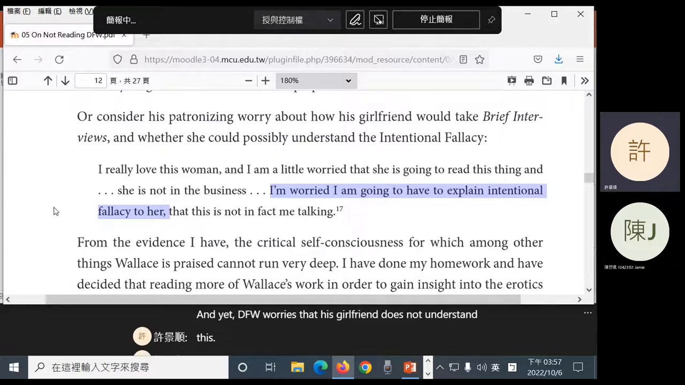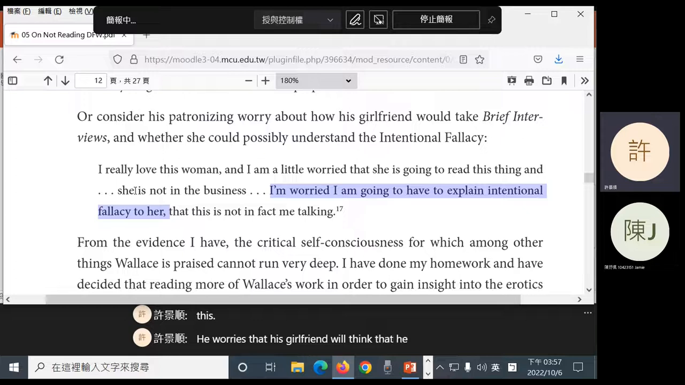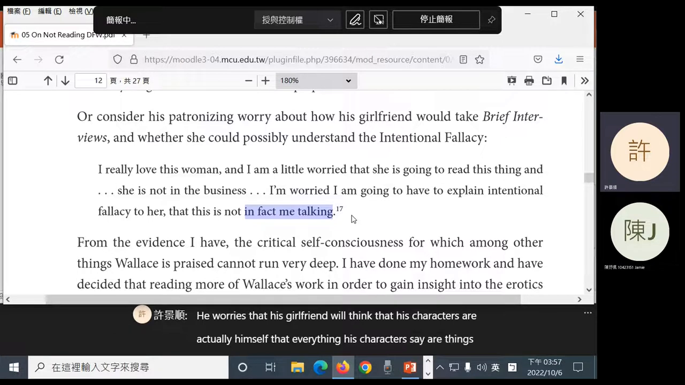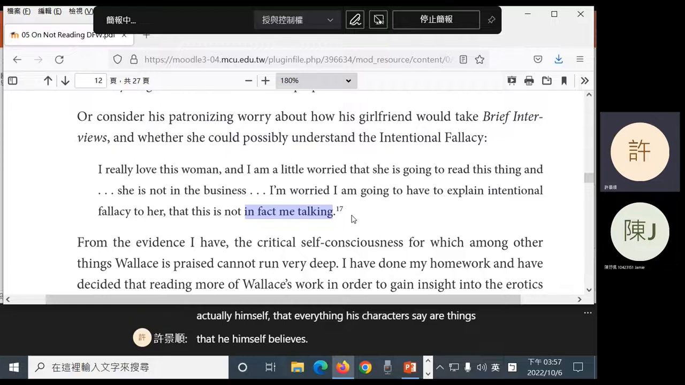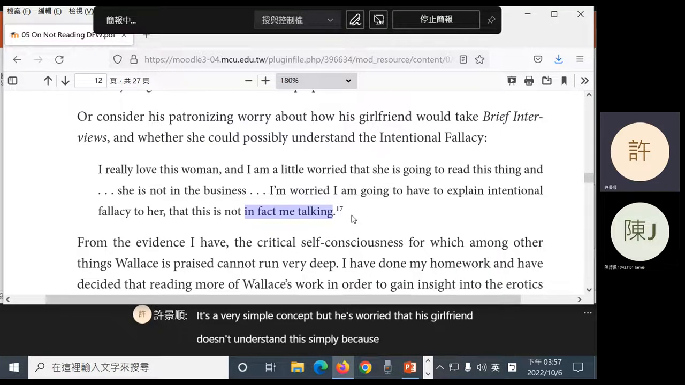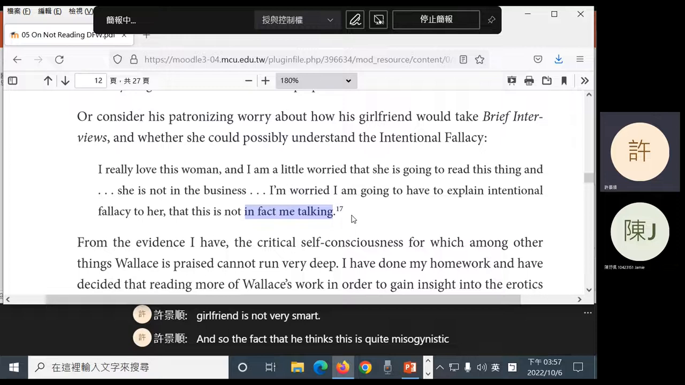He worries that his girlfriend will think that his characters are actually himself, that everything his characters say are things that he himself believes. It's a very simple concept, but he's worried that his girlfriend doesn't understand this simply because she's not a writer. To me and to group five, that seems to assume that his girlfriend is not very smart. And so the fact that he thinks this is quite misogynistic.